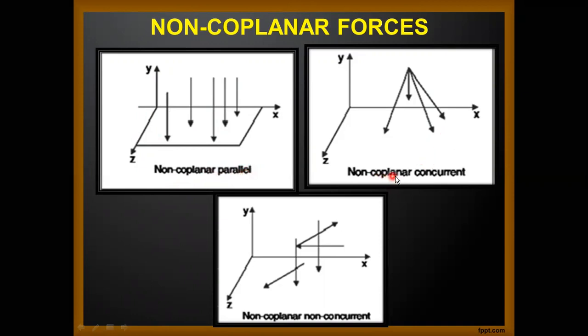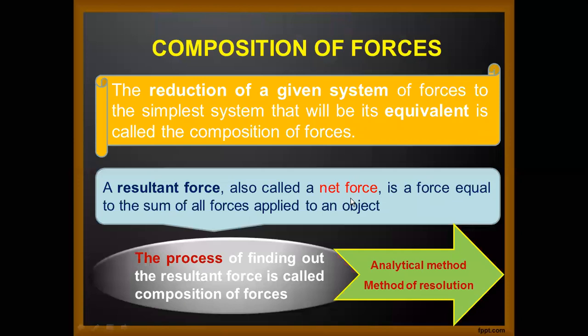What do you mean by a non-coplanar concurrent system? Concurrent means they should meet at a single point. How are they acting? One is acting from the y-axis and the other two are acting from the z-axis, right? All are meeting at a single point. It is called a non-coplanar concurrent force system. Here you see non-coplanar, non-concurrent. They do not act even at a single point, and also they are not acting in the same plane. Here this is one plane, this is another plane, and this is another plane. All the forces are acting at different planes, and also they are not acting at a single point. So that is called a non-coplanar, non-concurrent force system.